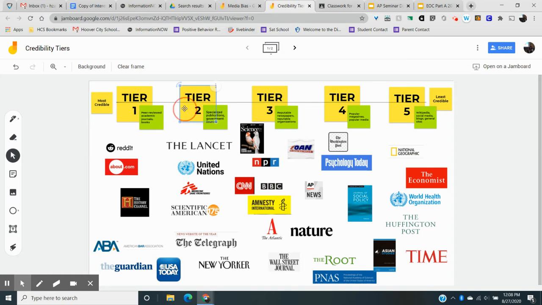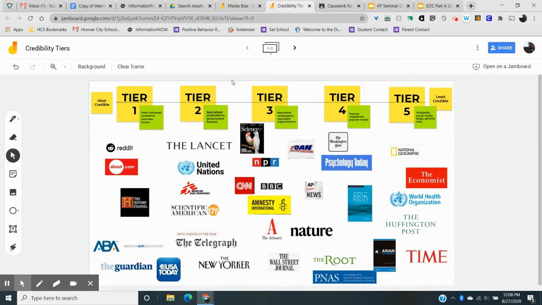Tier 2, so we're over here now, we're almost to most credible, is specialized publications or government sources. So these are going to be more niche in terms of making sure that experts are writing about the topic because it is a more niched publication. This usually means that they've been fact checked. Someone has gone through and made sure that the sources are credible. It goes through a bit more of a process than just a typical popular magazine or popular news source.